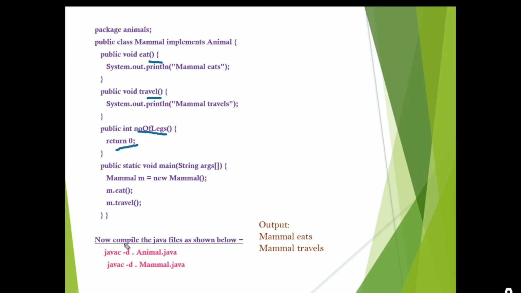When we compile, this is the package program Animal.java, and this is the class file. When we compile these, we observe we are using -d dot, because this is for the current working directory, and it displays "Mammal eats", which is the print statement in the eat method, and "Mammal travels", which is the print statement in the travel method.